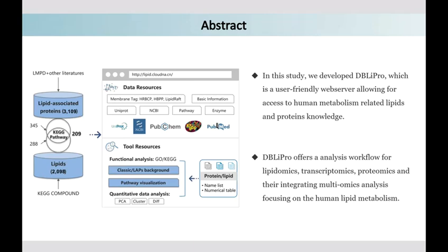In this study, we developed DBLiPro, which is a user-friendly web server allowing for access to human metabolism-related lipids and proteins knowledge. DBLiPro offers analysis workflows for lipidomics, transcriptomics, proteomics, and integrating multi-omics analysis focusing on human lipid metabolism.